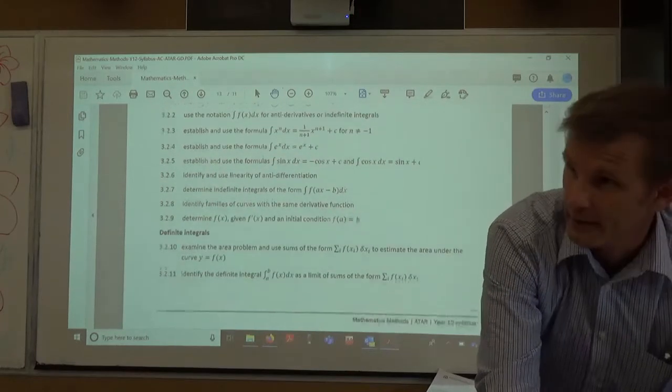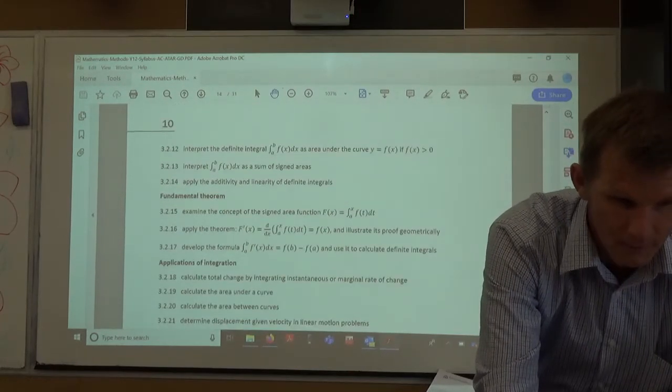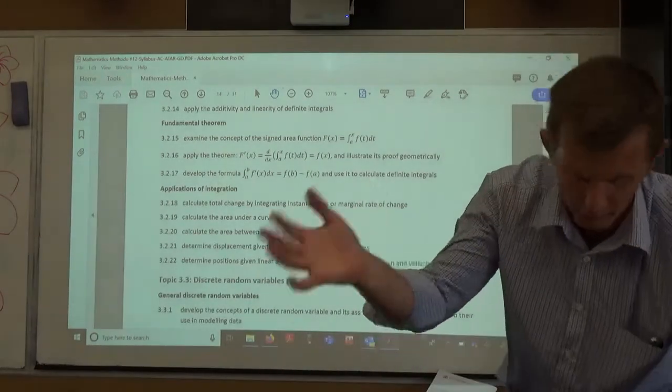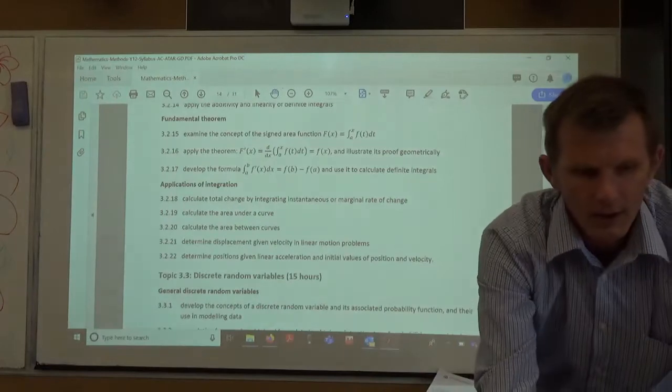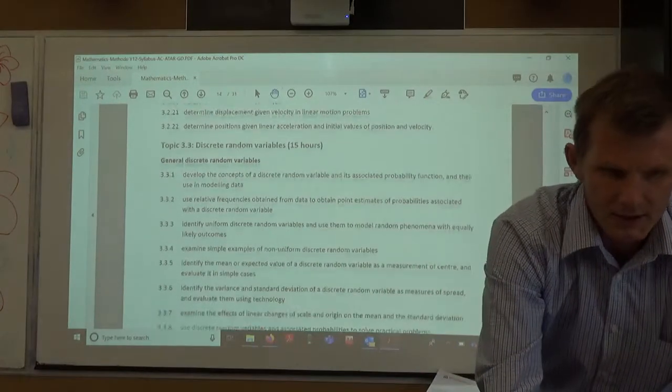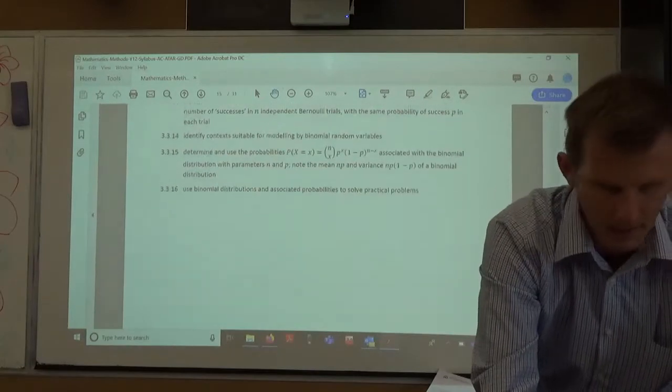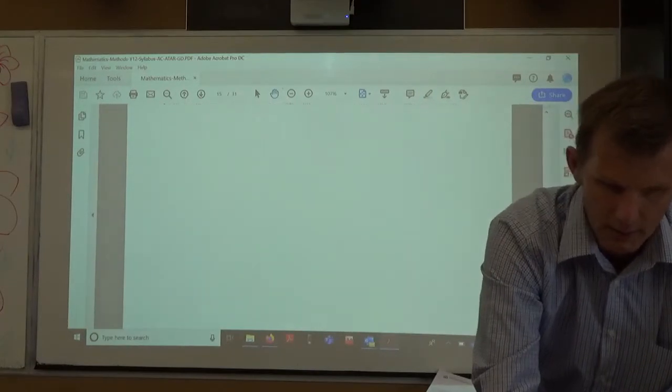Definite integrals, that's area under the curve kind of idea. Fundamental theorem, applications, lots of stuff going on there. I'm not going to go through all of it. Clearly, that's what the year's for. Let's keep scrolling on through. Now you can see there's lots and lots and lots of dot points, and that's absolutely fine. Absolutely fine. There's unit 3, that's the end of unit 3.